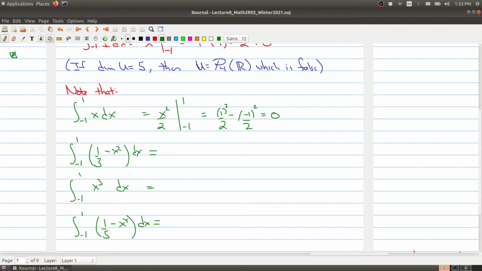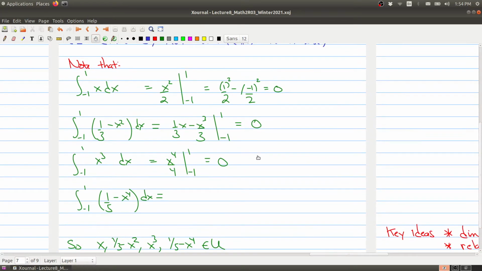So x is definitely going to be in my set U. What about the polynomial 1/3 minus x squared? Well, if I do all the work, this is x/3 minus x cubed over 3, and I plug in 1 and -1. If you do all the work here, you'll find that this is also equal to 0. If I do x cubed, this is x to the 4 over 4, from -1 to 1, and if you check my calculus, this will also be equal to 0.